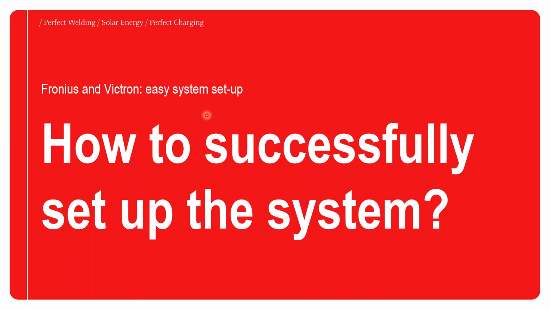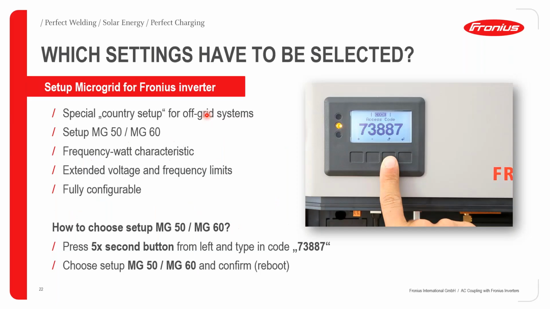So how can you successfully set up the system? The process of setting up an AC coupled configuration on the Fronius side is actually quite simple. What you need to do is set up a special country setup, which is MG50 or 60, depending on your grid frequency. That is achieved by tapping on the inverter display, the second button from the right, 5 times. Once you enter this code, which is 73887, you can change the country setup, and then you configure the country setup MG50 or 60 hertz.